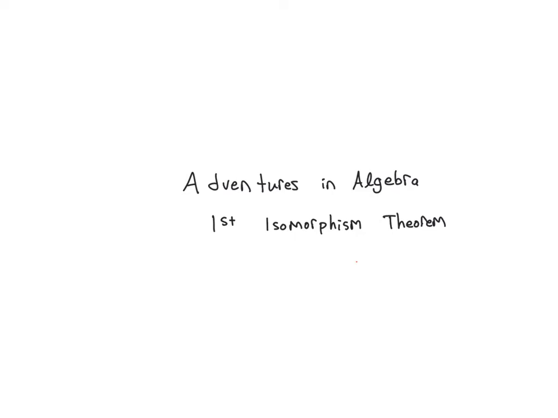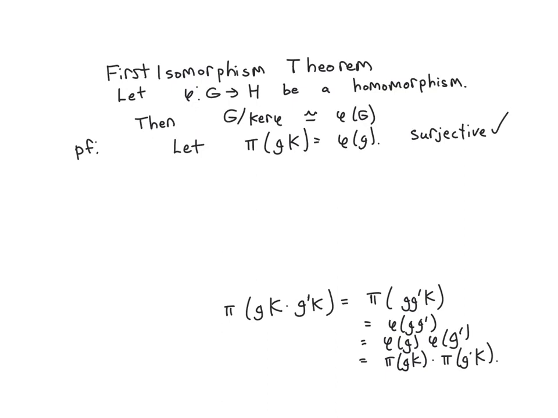Here we introduce and prove the first isomorphism theorem. Alright, so here's the first isomorphism theorem. Let phi be a group homomorphism from groups G to H. Then G mod the kernel is isomorphic to the image.